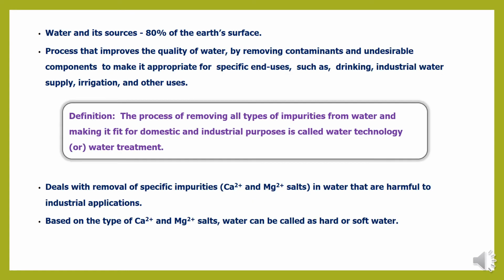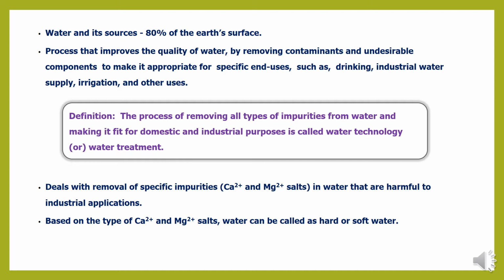Well, talking about water and its sources, we all know that water is the most important compound for the existence of human beings, animals and plants. More than 80% of the earth's surface is covered by water. Let us recall a few sources of water. This includes rain, rivers, lakes, wells, springs and seawater.